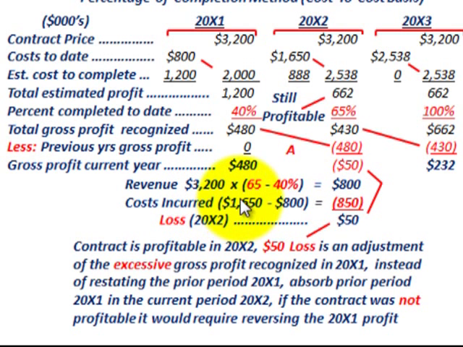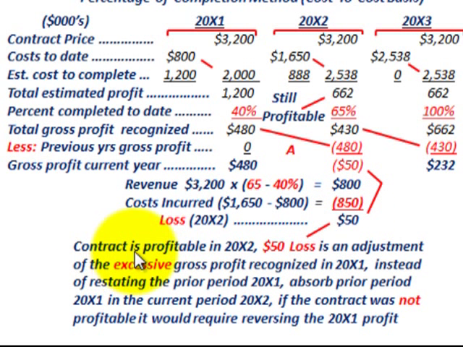Now our cost incurred, that was the 1,650 in 20x2, subtract out the 800 previously recognized, so the difference gives us 850 in costs incurred. Compare that to our revenue, so you can see our costs here are $50 more than our revenue. So that is the loss here in 20x2. And we'll look at how we'd record that.